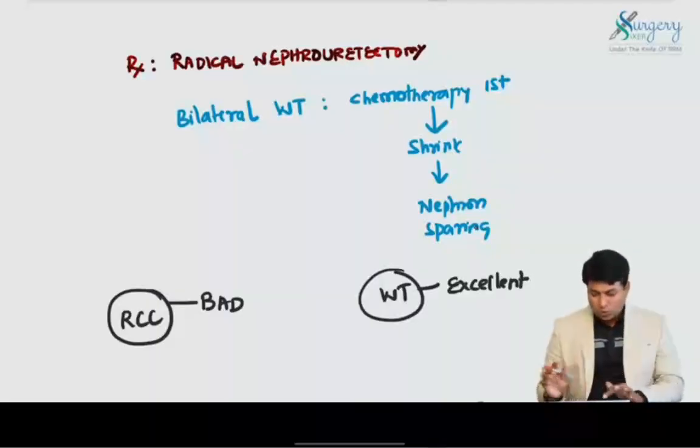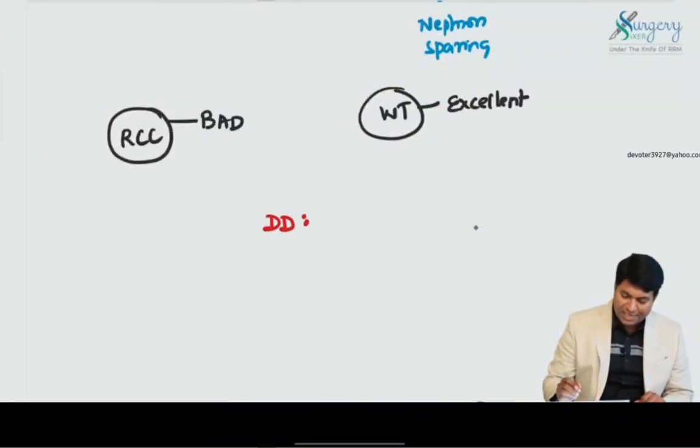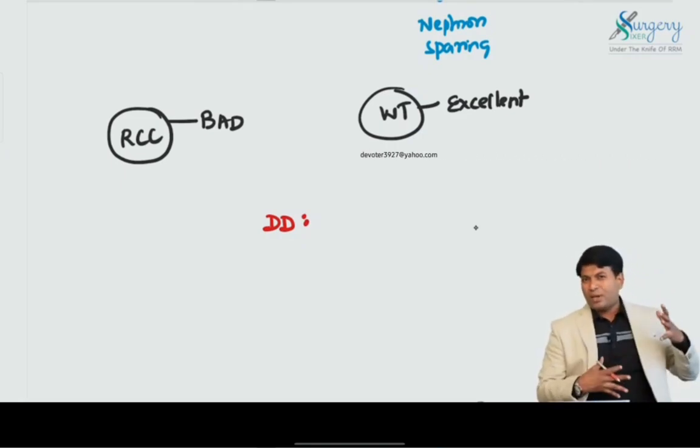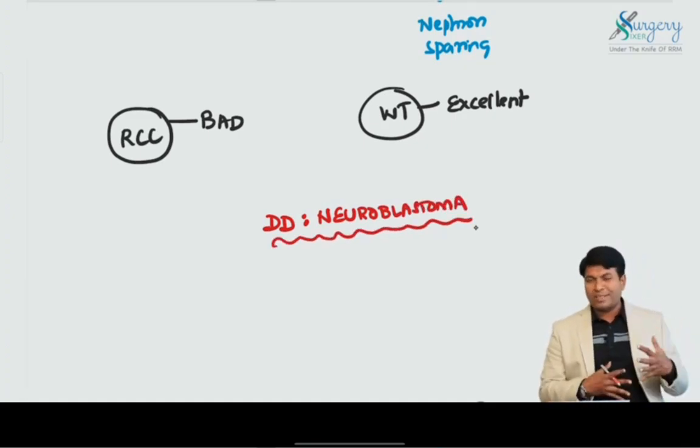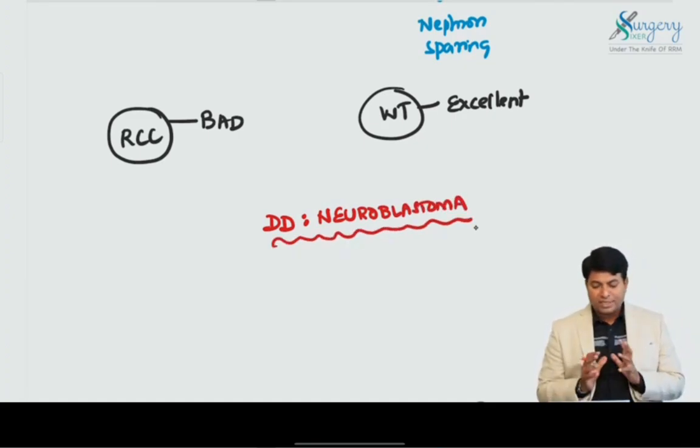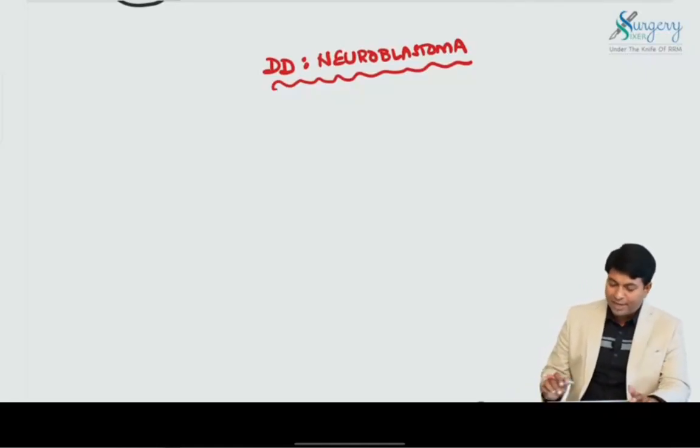You should not forget this. What is the important differential diagnosis of Wilms tumor? Same age group baby, 1 to 5 years, huge tumor in the abdomen. What is it? It is neuroblastoma, which we will be discussing later in the pediatric surgery and neurosurgery chapter. So neuroblastoma is a huge tumor in the abdominal cavity, a differential diagnosis for Wilms tumor. The differential points we will read in neurosurgery.